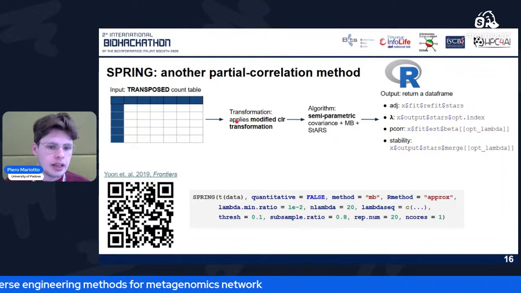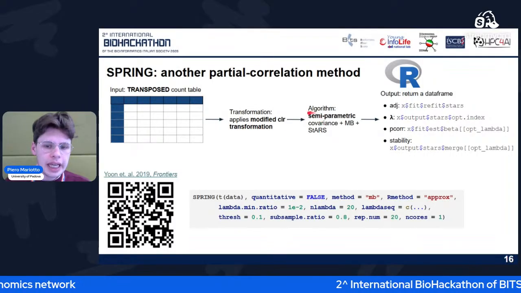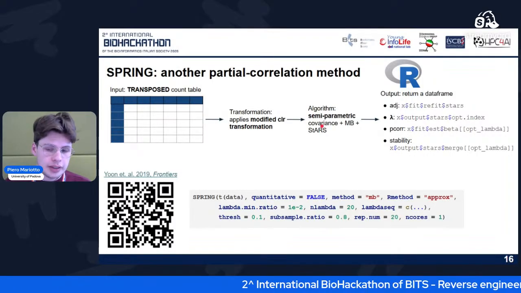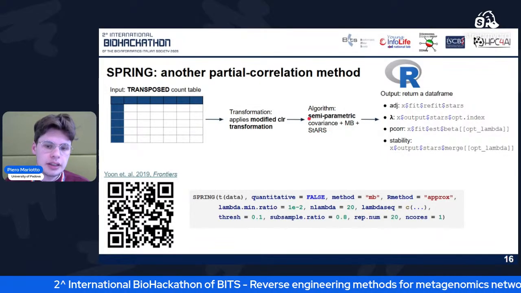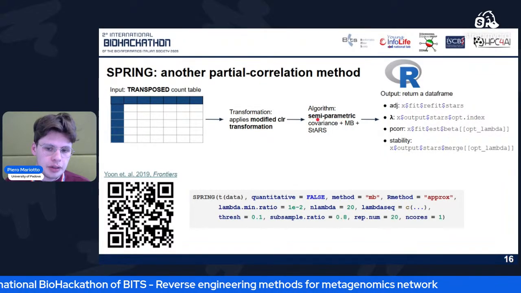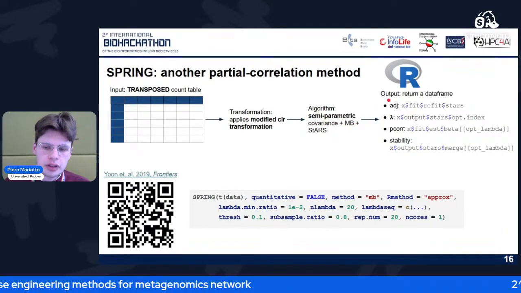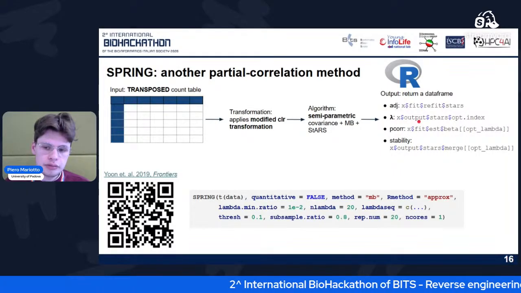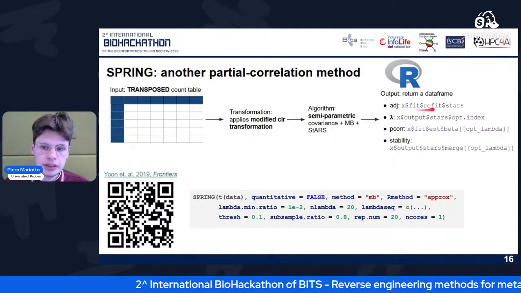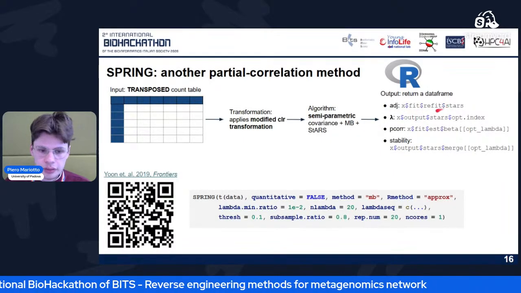Then it applies a modified CLR transformation to the input table. And it then estimates the precision matrix using the MB algorithm, using also a semi-parametric covariance matrix as the starting point. The output of SPRING is a data frame in which you can find all the relevant outputs that you may want to take a look at by looking at the different fields of the data frame.